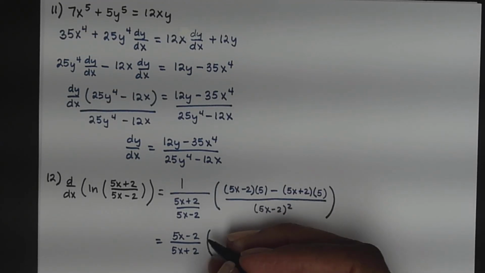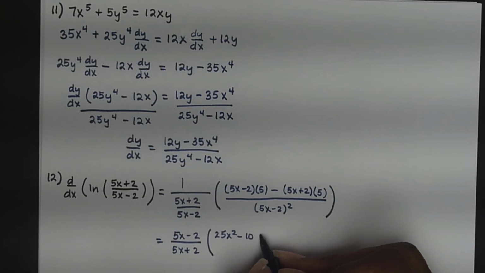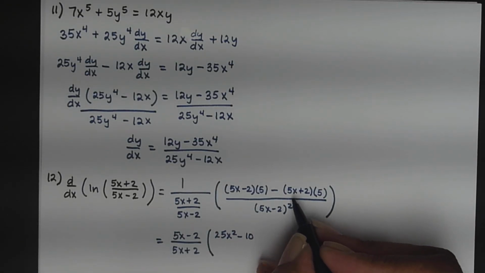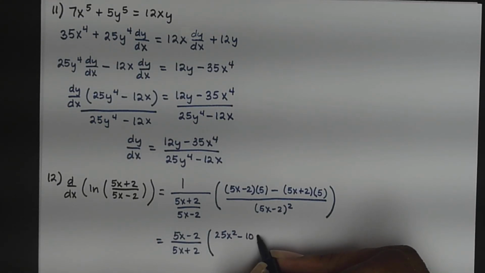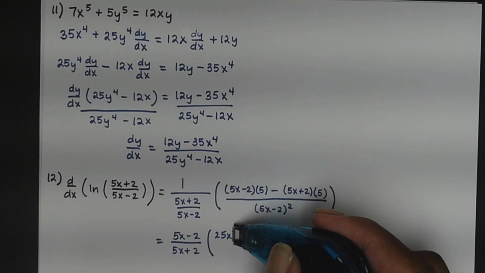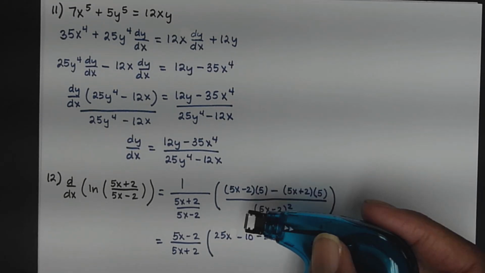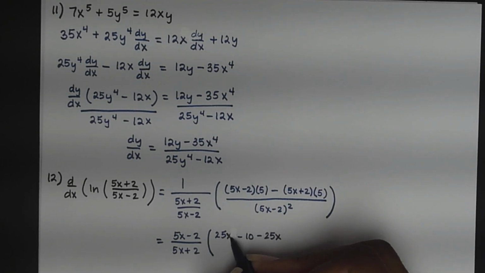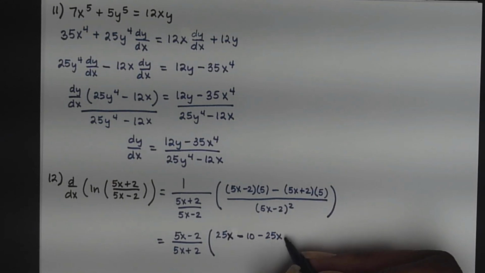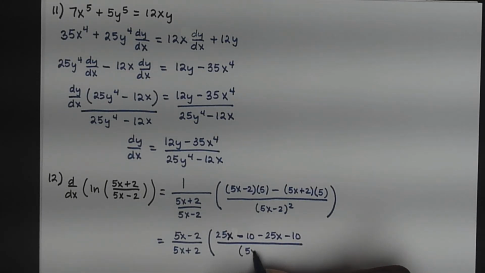So here I'm going to have 5 times 5x, that's 25x squared, minus 2 times 5, that's 10. I'm also going to distribute the minus with the 5 over the 5x plus 2. Well, 5 times 5x is 25x, but the minus sign makes that minus 25x. Okay, and I need to make a correction here. This is just plain 25x. 5 times 5x is 25x. And then 5 times the 2 will be 10, but that minus sign makes it minus 10. Over 5x minus 2, quantity squared.